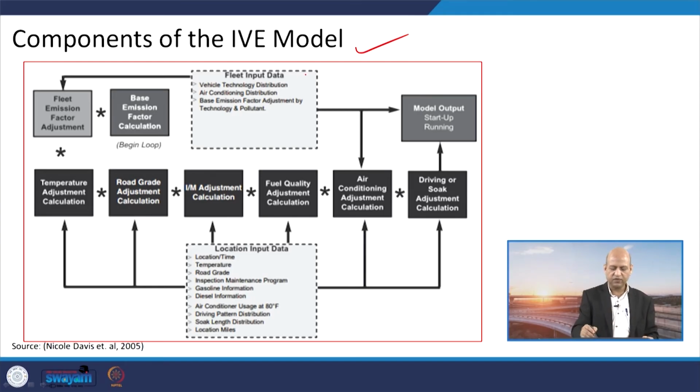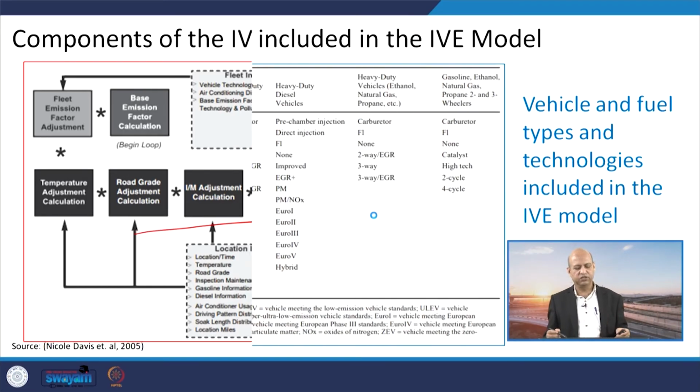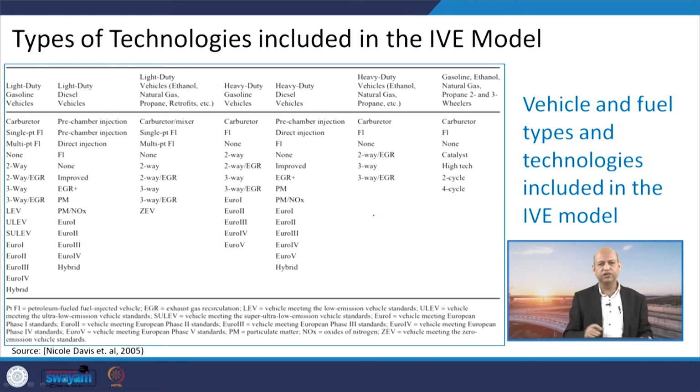You can see the input data like vehicle technology distribution, air conditioning distribution, all those things, and the correction factors are used, and ultimately the emission estimation is done. The types of technologies included in the IVE model are again quite detailed, like carburetor or single-point petroleum fuel injection technology, two-way or three-way catalytic converters, light duty diesel vehicles, light duty vehicles running on ethanol, natural gas or propane, heavy duty gasoline vehicles, heavy duty diesel vehicles, and different technologies like these.